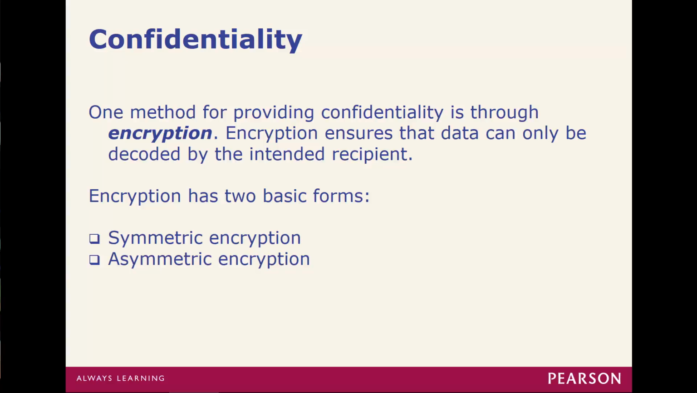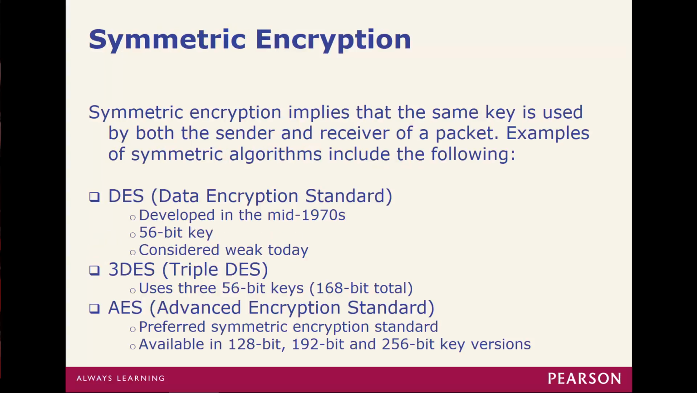Dealing with encryption, there's 2 major types, symmetric and asymmetric encryption. Symmetric encryption implies that the same key is used by both the sender and receiver of a packet, so the same key unlocks and locks it. Very common types of symmetric encryption are DES, triple DES, and AES. But don't we use AES for WPA2?